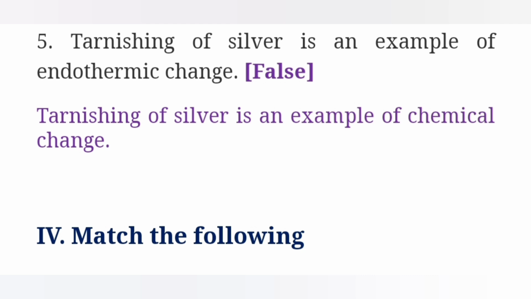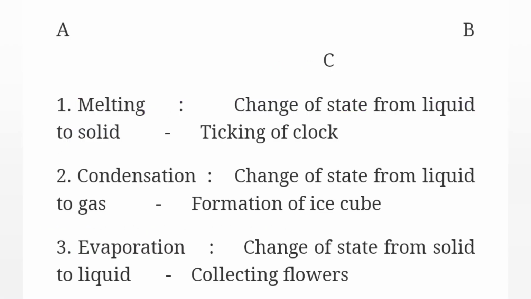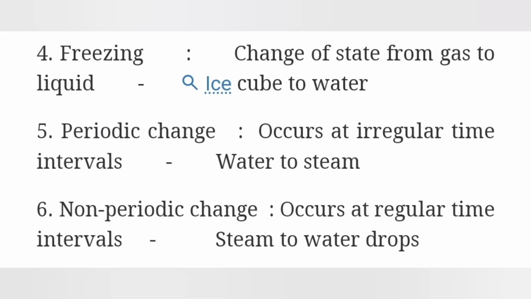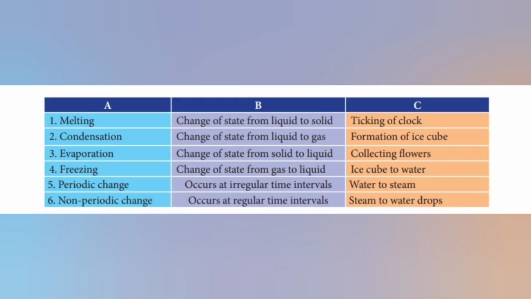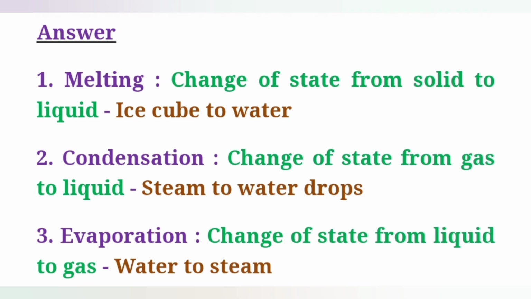Fifth one, tarnishing of silver is an example of endothermic change. The statement is false. Tarnishing of silver is an example of chemical change. Next one, fourth Roman letter, match the following. Match the following answer and the tabular column மாதிரி எழுதிக்கோங்க. ABCன்னு மார்க் பண்ணிக்கோங்க. First one, melting.